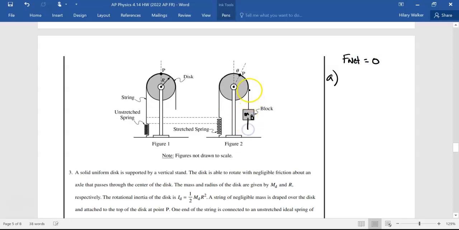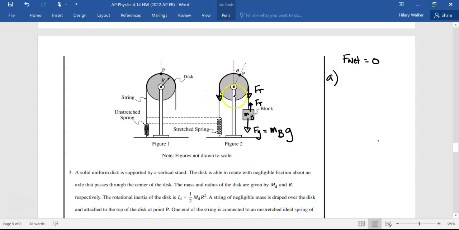So let's look at this. We know pulling down is essentially going to be the force of tension acting on this thing, which is equal to the tension pulling up on the block, which is equal to the force of gravity because it's not moving. And the force of gravity on the block is just mbg. Okay? Let's look at the other side.